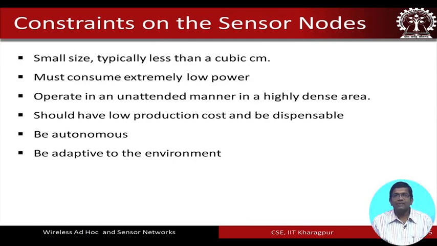So, they should be dispensable, and the way these networks are supposed to operate and the individual nodes in them is that they should be autonomous. There should not be any human intervention, human beings coming and doing things for these nodes. That should not happen. They should be able to run on their own, and they should be adaptive to the environment in which they operate. So, if there is any change in the environment, the node should be able to strategize itself accordingly.